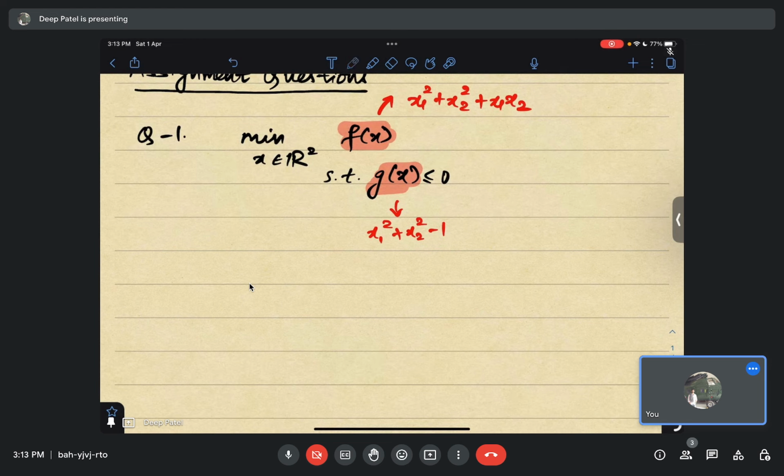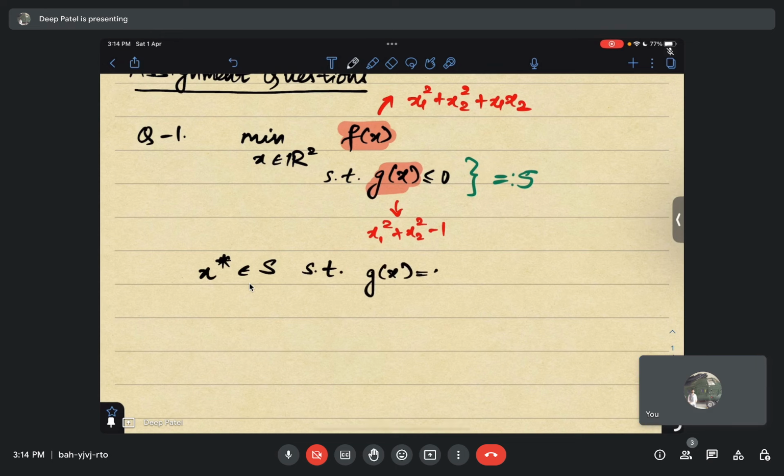Okay, and this constraint set, let's call it S. So there's a visible region. Given this visible region and given this objective function, let's say there is a point x star in S such that g of x equals 0, that is, on the boundary of the circle of this disk.